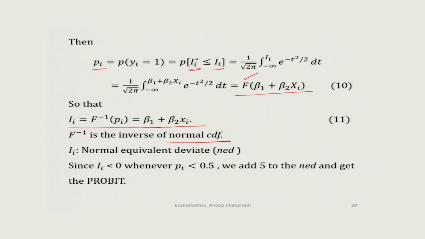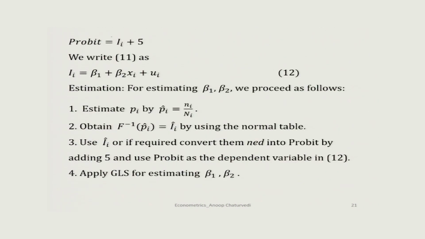I_i is also called the normal equivalent deviate. Since I_i is less than 0 whenever p_i is less than 0.5, we add 5 to the normal equivalent deviate, NED, and get the probit. Just to ensure that I_i remains positive, we add 5 to NED and then we fit the model. Of course, it does not make any difference. It just changes the value of the intercept term. So, we get I_i equal to beta 1 plus beta 2 x_i plus u_i.